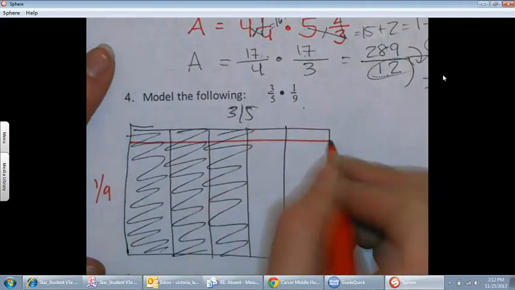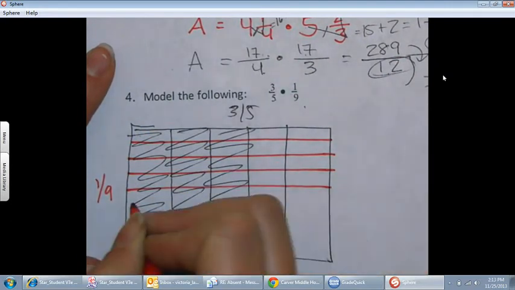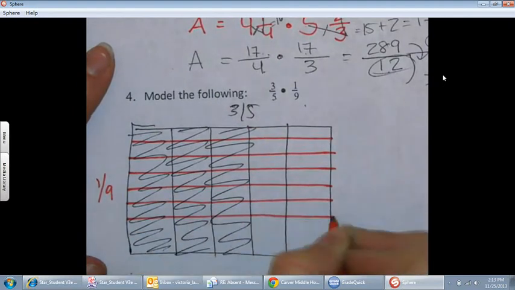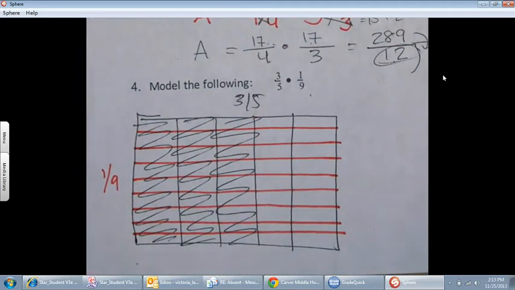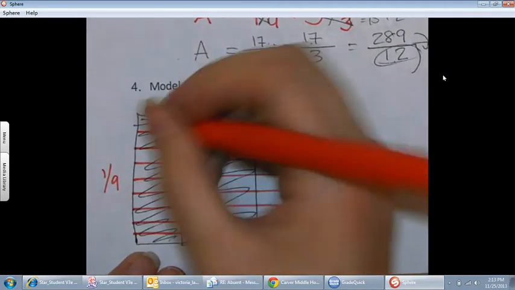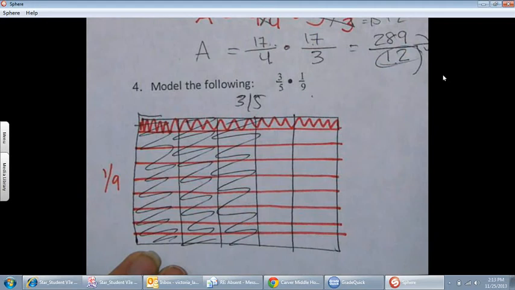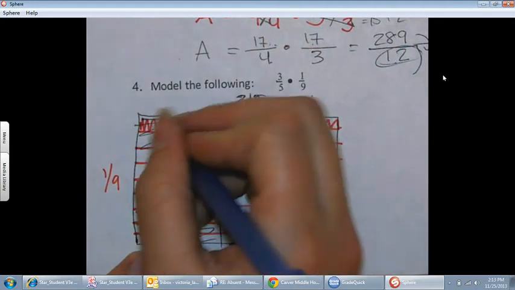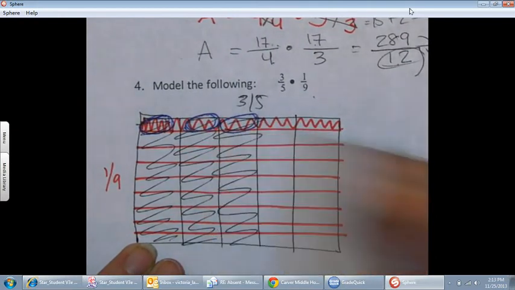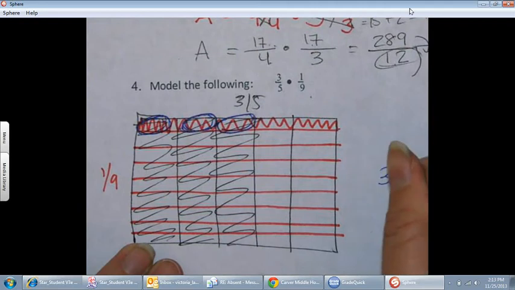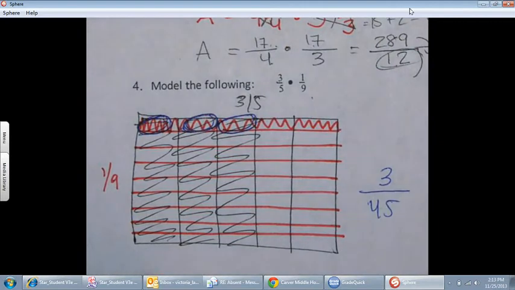So that's 1/9, 2/9, 3/9, 4/9, 5/9, 6/9, 7/9, 8/9, and 9/9. So now we have to shade in one of them. So we're going to shade this one in. And now we have to look at the area that's double shaded. There's one that's double shaded. Here's two and three. So our answer is going to be 3. And how many boxes do we have? 9 times 5 is 45. So 3/45.